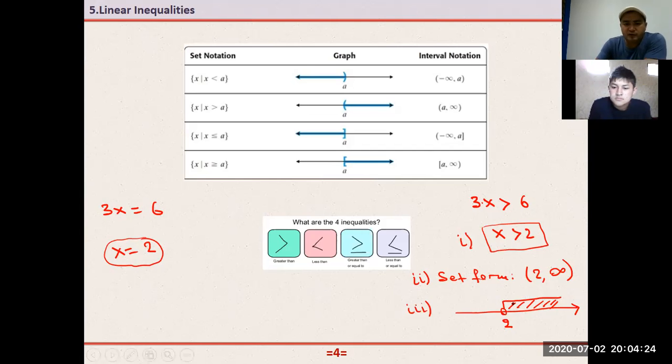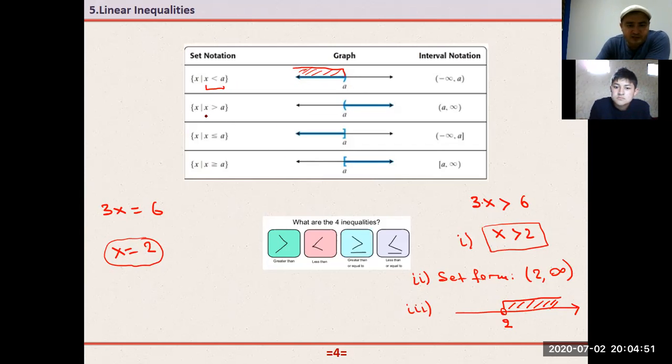So here, if you look at the first one, x is less than a. That means that what numbers are less than a? So if I mark a on the number line, this is a, all the numbers to the left, right? Those numbers are smaller than a, less than a. So I need to shade this region here. Now that is the solution.